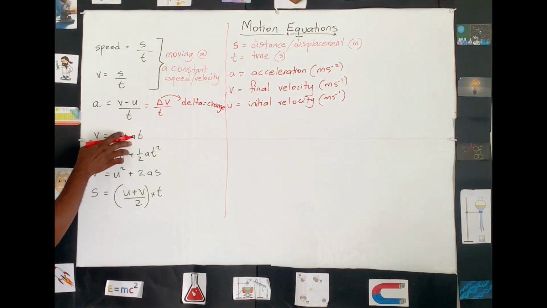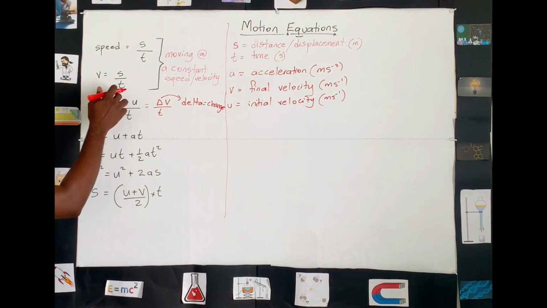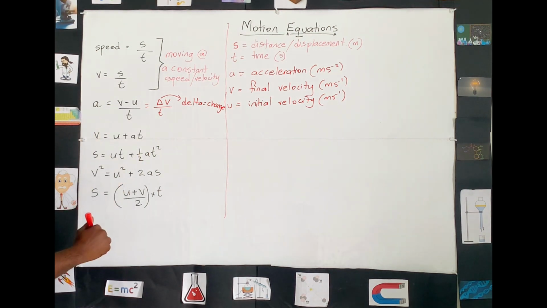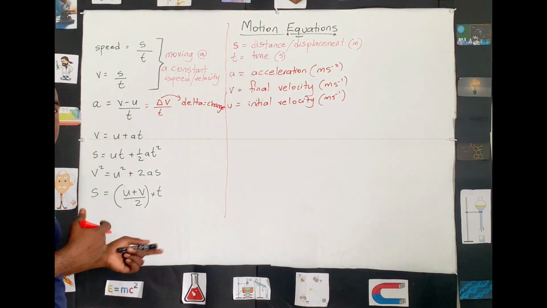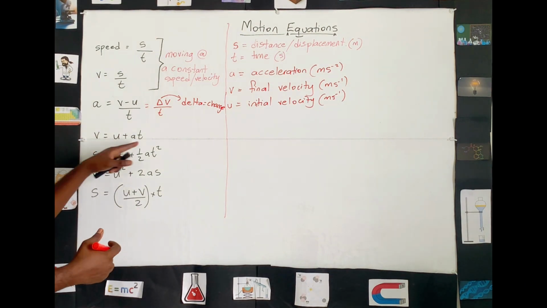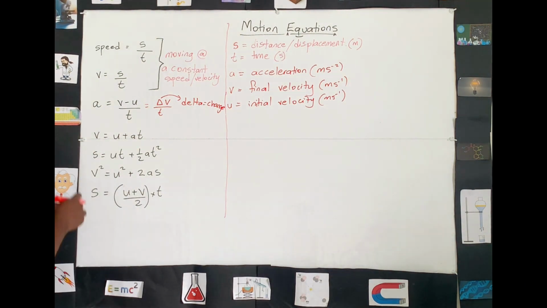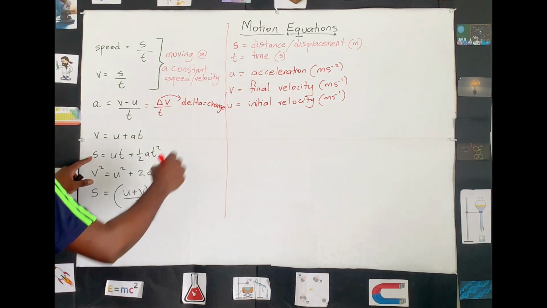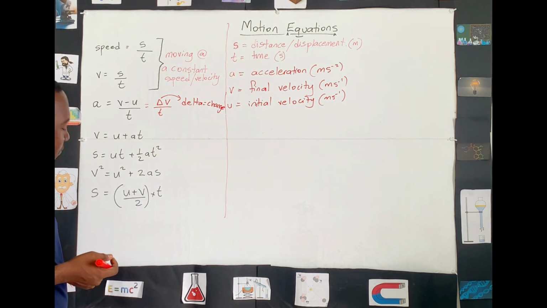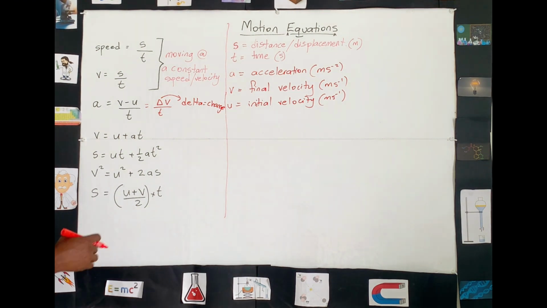The second one is making v the subject of this formula, which gives v equals u plus at. This is what we use if we're finding the final velocity after it has accelerated: what would be the final velocity at a specific time period? Then our second equation represents distance or displacement equal to ut plus half at squared. And we have v squared equals u squared plus 2as, as well as finally s equals u plus v over 2 times t.